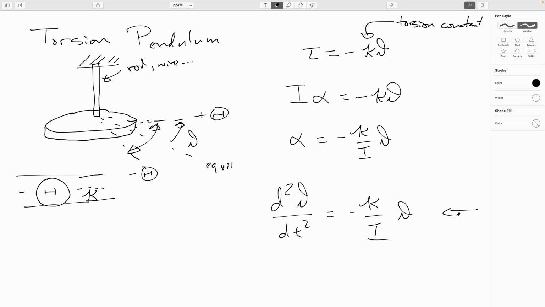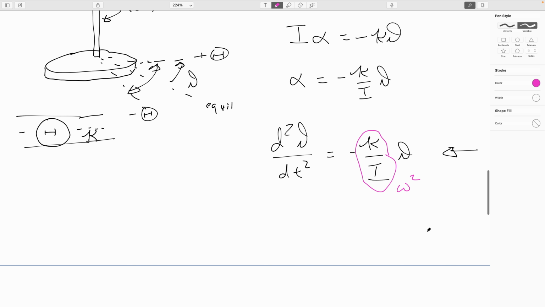And right there we say, hey, that's the magic form. Second derivative of stuff equals minus crap times stuff. So this is a simple harmonic oscillator, and this is omega squared. So now we can say that the natural frequency omega is equal to the square root of kappa over I.